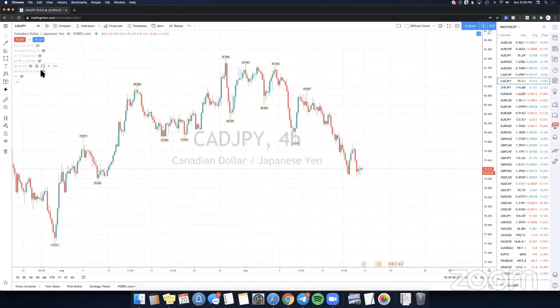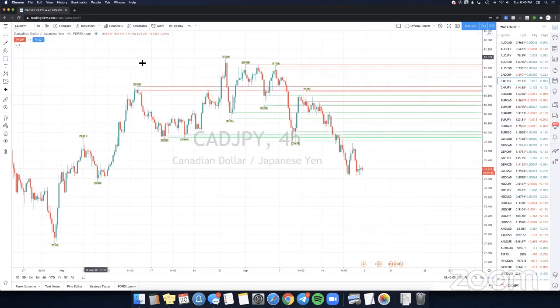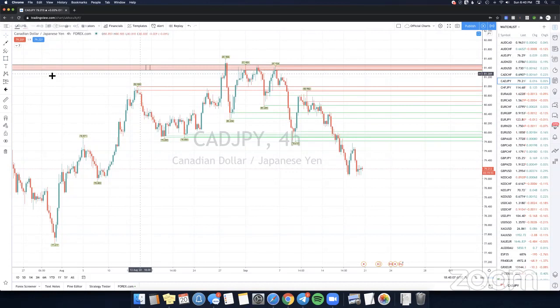Next pair, go to CAD JPY. Do the same thing. Turn on the K2SR version 2. Draw my zones right there.